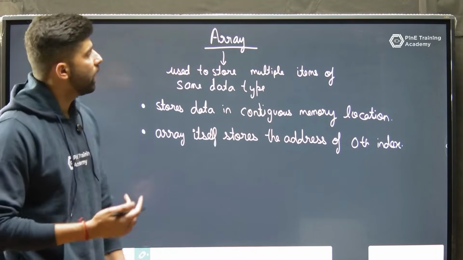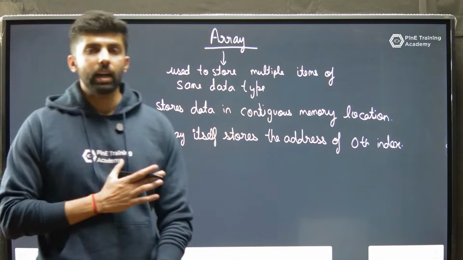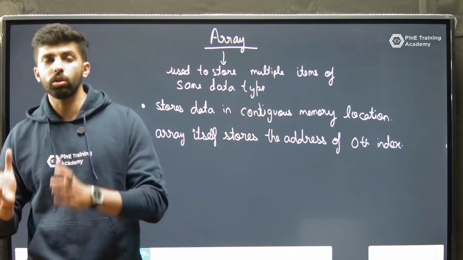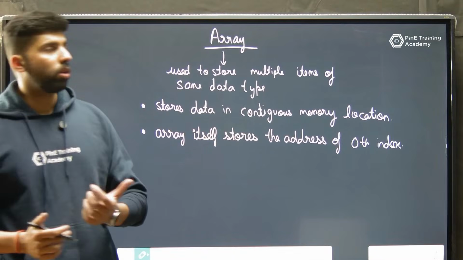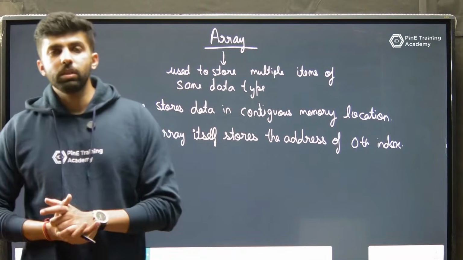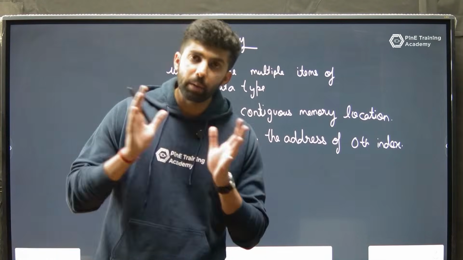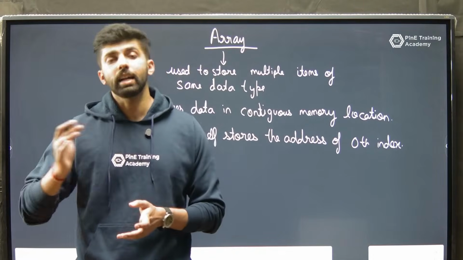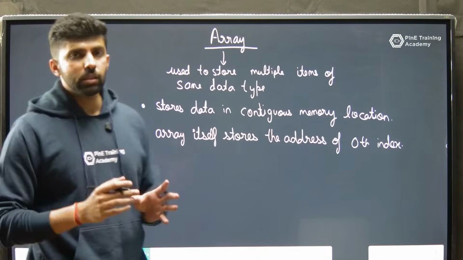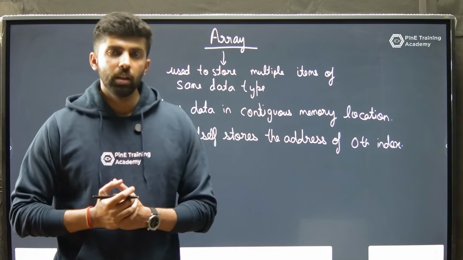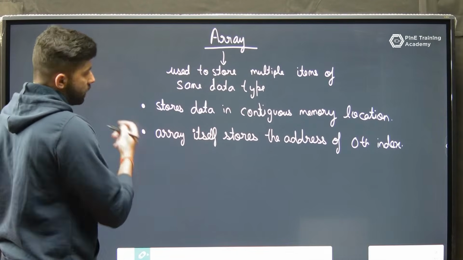An array is used to store multiple items of the same data type. If I want to store 100 float variables, I can use arrays. If I want to store 200 double variables, I can use arrays. So an array is used to store multiple values of the same data type. Very simple.